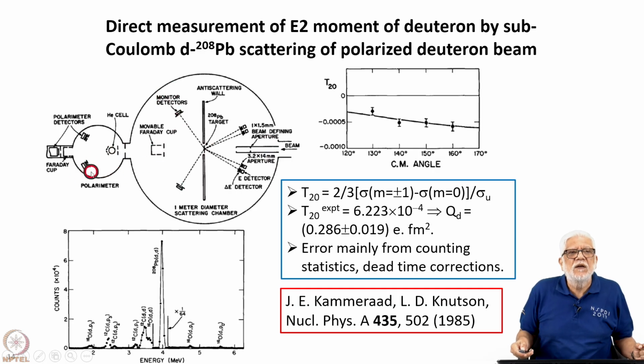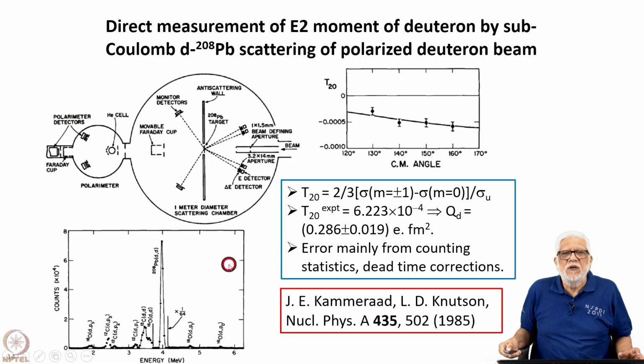So, you have a helium cell from which the deuteron beam scatters, and these are the so-called polarimeter detectors, and you can monitor the polarization this way. The backward detectors, there are two of them. If the beam moves slightly or changes angle, then if you take the square root of these count rates, to first order that effect vanishes.